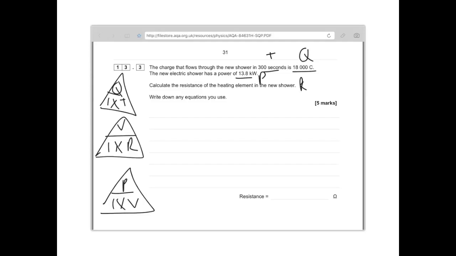So starting with Q equals IT to help us find current, substitute in the values you've been given. So the charge is 18,000 equals I, which we're after, times T, which we were told is 300. So do 18,000 divided by 300 to get 60 amps as our answer for the current.